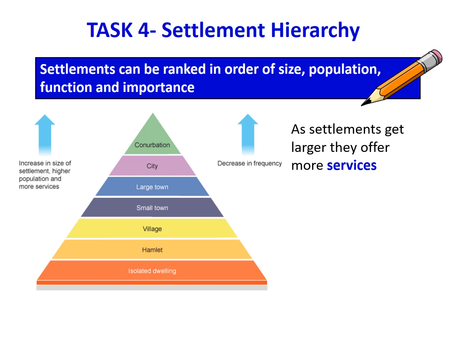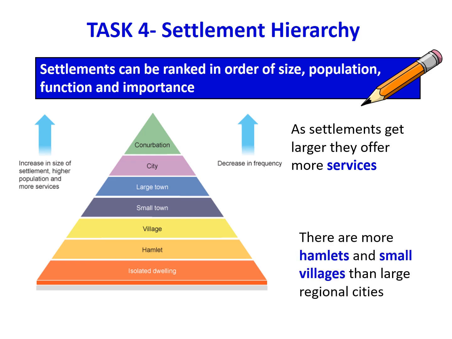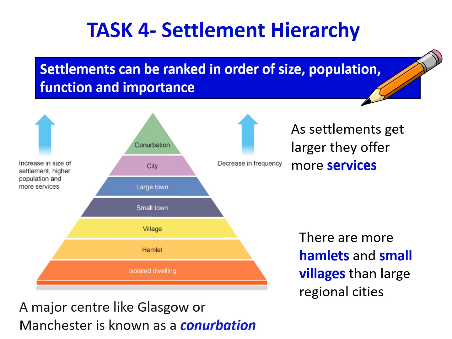Now as settlements get larger they offer more services. Now there are actually more hamlets and small villages than large regional cities, as I've just mentioned there. So that is what your settlement hierarchy actually is. Now, a major centre like Glasgow or Manchester is known as a conglomeration. So they are very, very large centres, places like Glasgow and Manchester, with lots and lots of people living there.